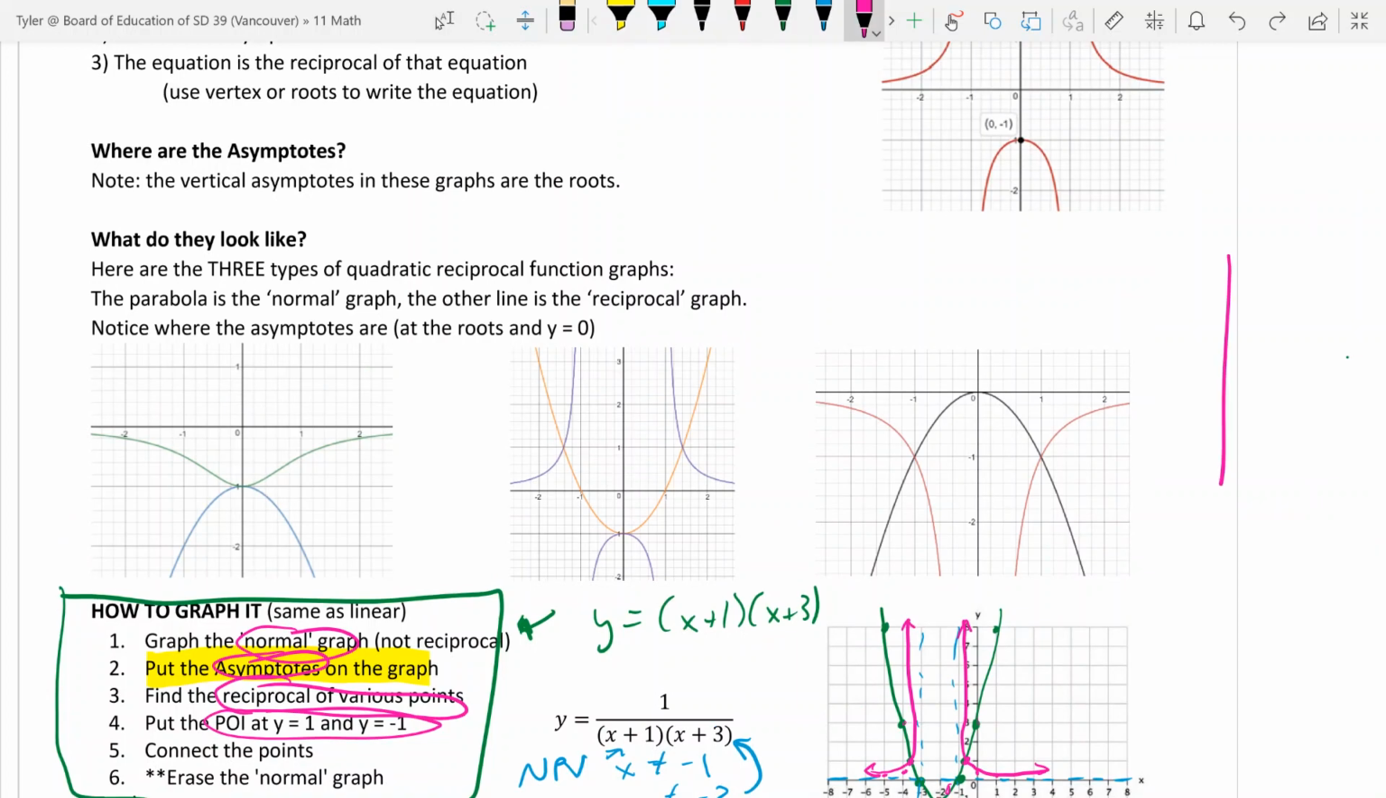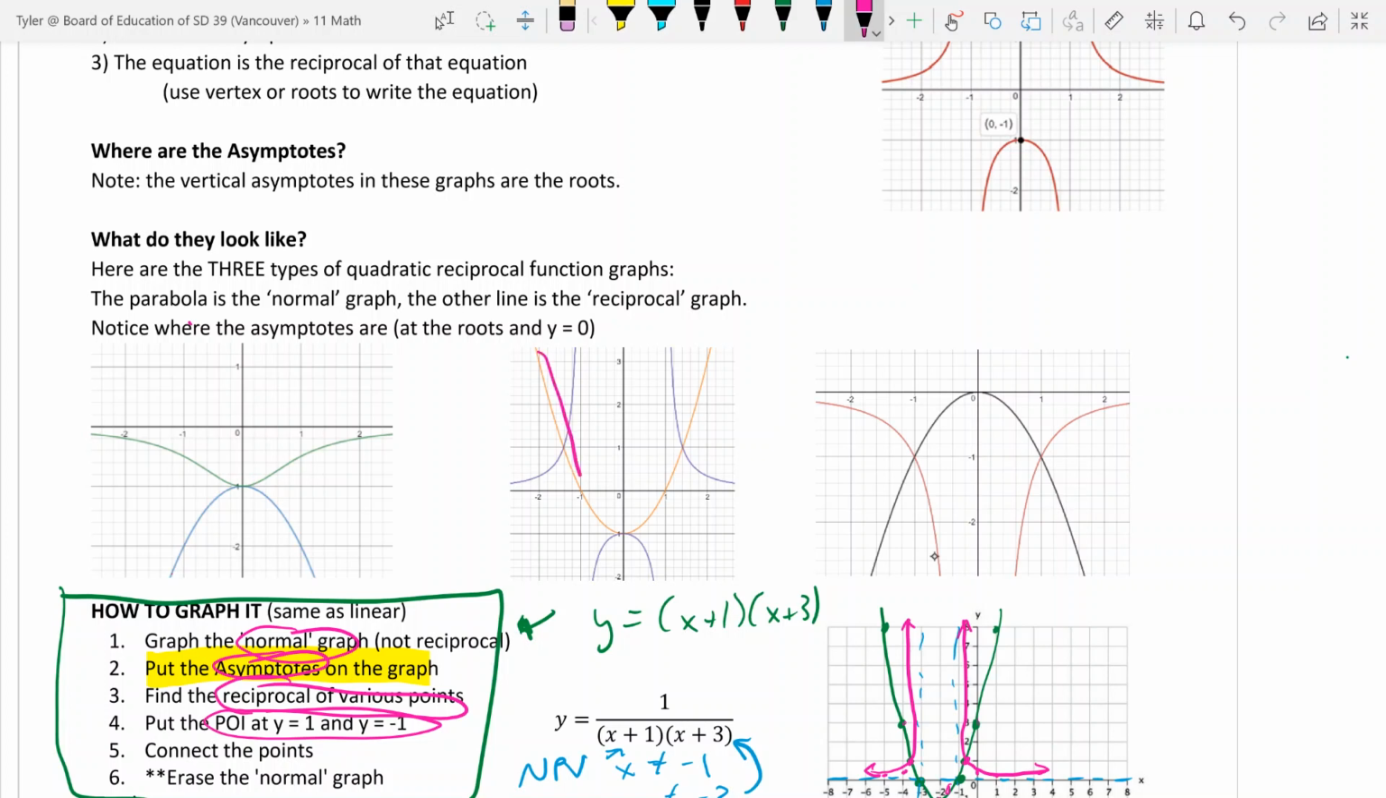In the linear ones we did, it always looked like this, or it looked like this, okay? The quadratics, there's going to be 3 basic types of graph, and it depends on the asymptotes you have. This is the original parabola. It could be this way as well, and you'll notice that it doesn't have any roots. That's why the parabola looks like this with no vertical asymptotes.